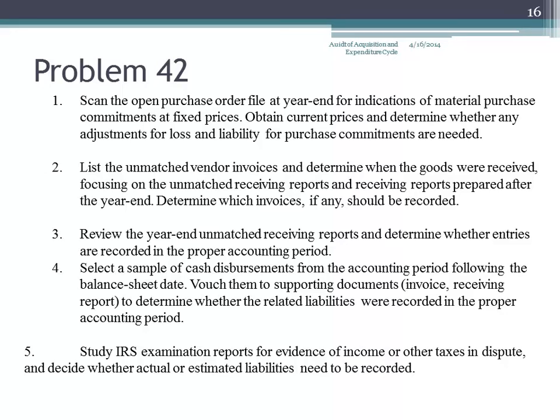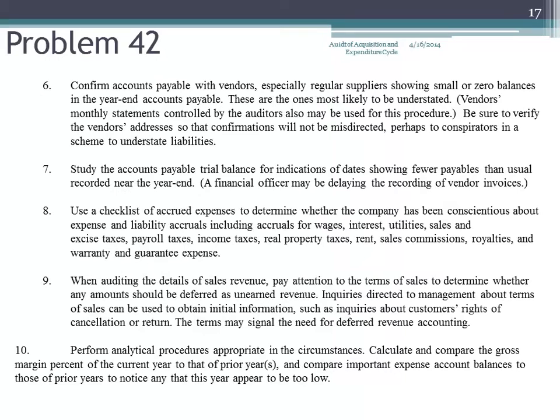You could also confirm accounts payable, especially those with zero balances, because again, a zero balance doesn't mean that there shouldn't be a liability recorded. And again, if you send an accounts payable confirmation to a vendor saying our records indicate that we owe you no money, if you owe that vendor money, I'm pretty sure the vendor is going to say, nope, that's not the case. They owe us money, right?